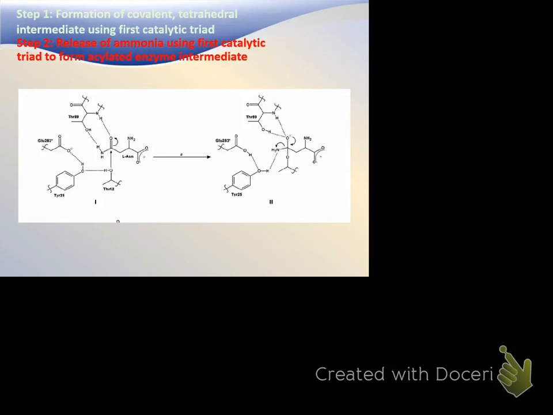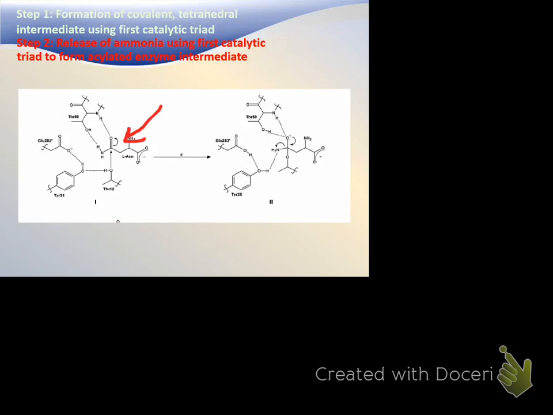It does go through the same type of idea of a covalent tetrahedral intermediate, but this one actually has multiple triads. So before, when we talked about the serine proteases, remember, it was the asp, his, serine for the serine proteases, and it had a cysteine if it was a cysteine protease. But here, we have different amino acids involved. Here is the asparagine that's going to become aspartic acid, or aspartate.